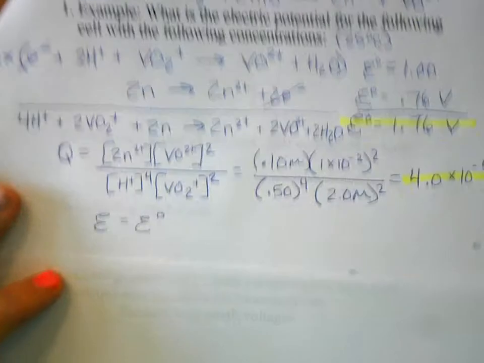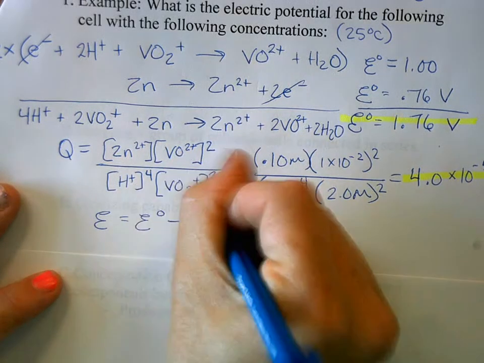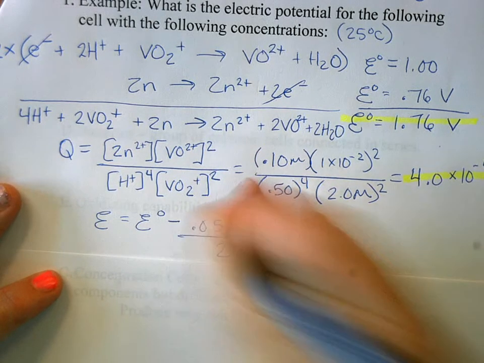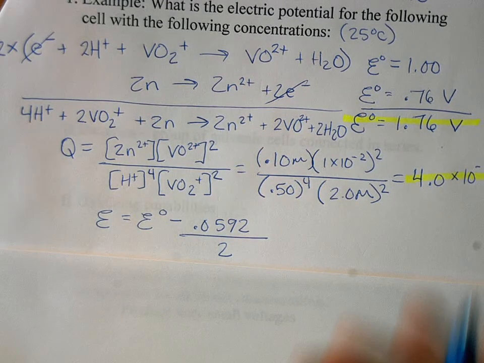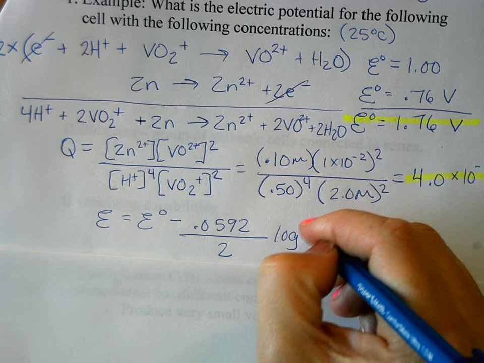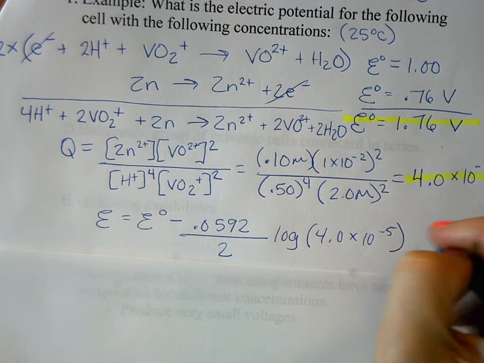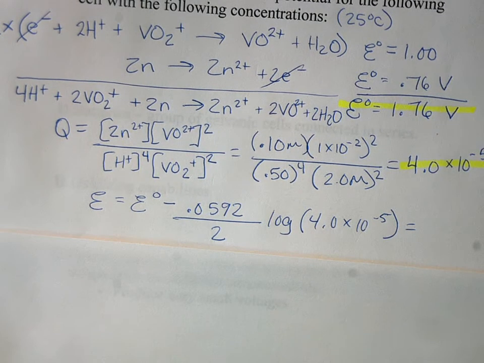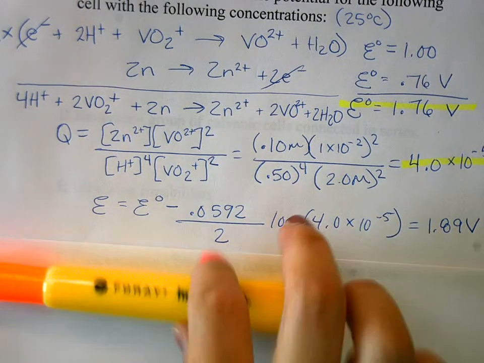E equals my standard electric potential, which was 1.76, minus 0.0592 over 2, because I canceled out 2 electrons, so that's the n number, times the log of my Q, and I get 1.89 volts, and that's the final answer.